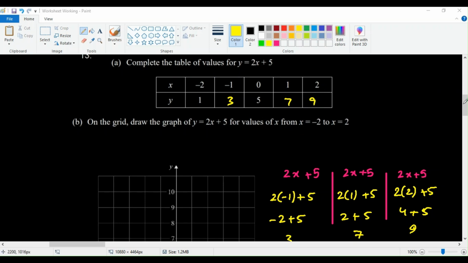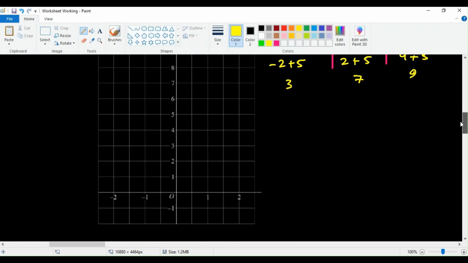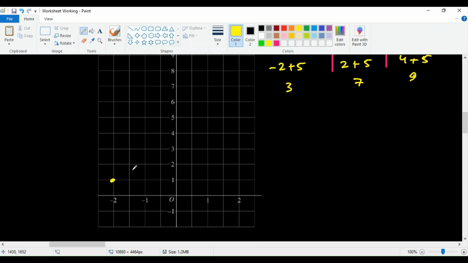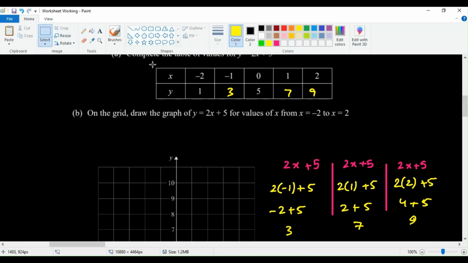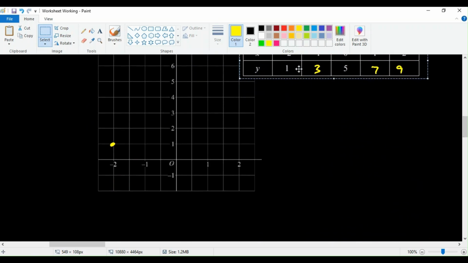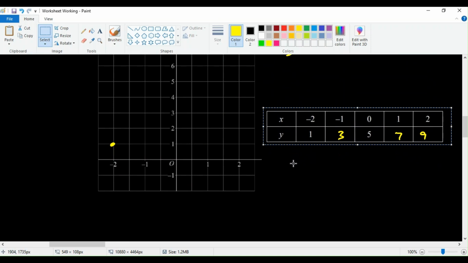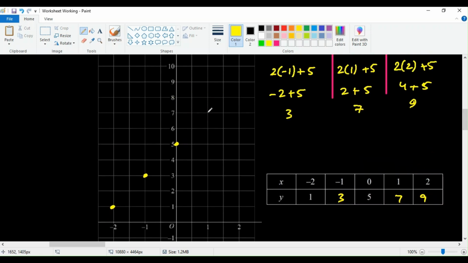Now minus 2 is positive 1, as you can see. This is the first point. Second point is, I'll copy this down. Minus 2 is positive 1, and minus 1 is 3. That means this is minus 1 and 3 is this one. Minus 1 is 3, and 0 is 5, and 7 and 9. 1 is 7, and 2 is 9.